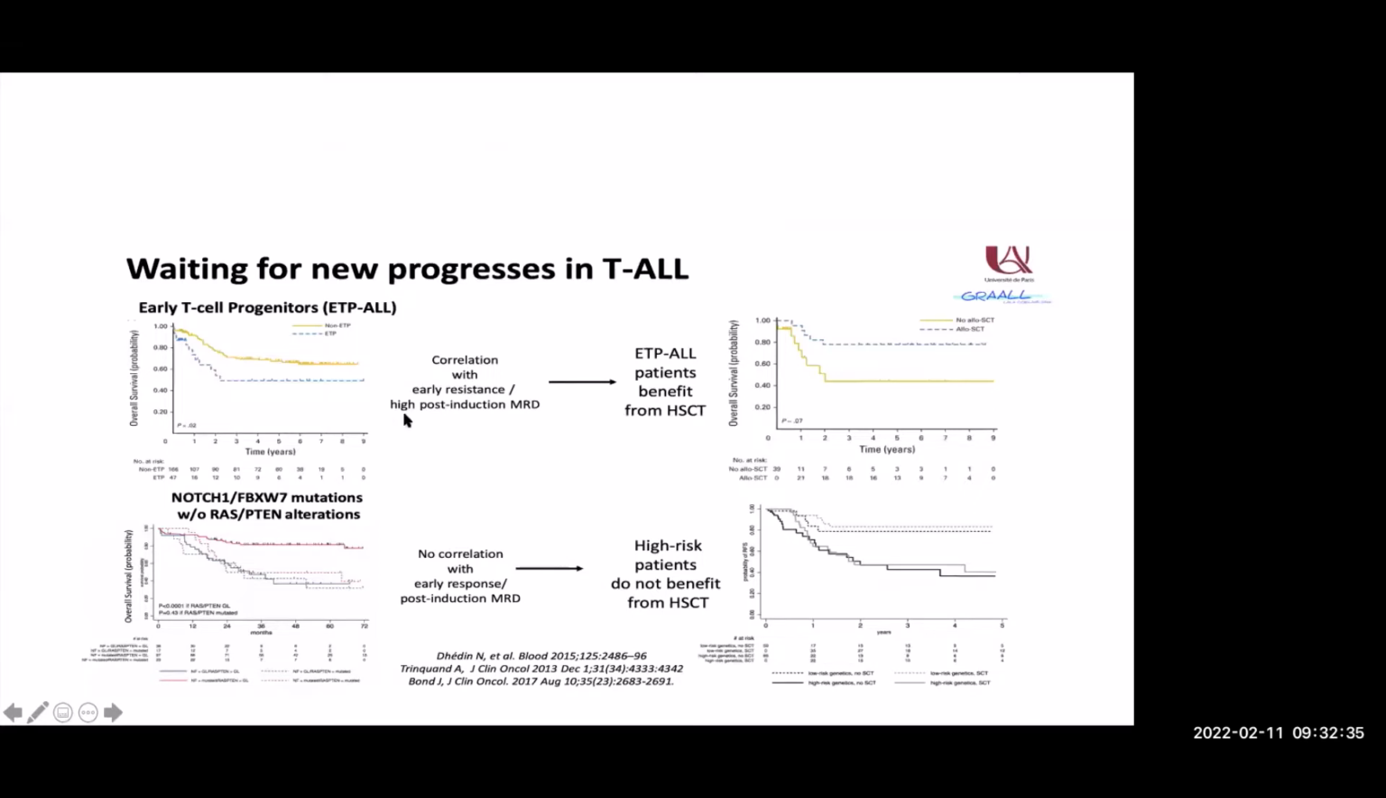progressed in T-ALL? One is, in adults with T-ALL, the addition of allogeneic stem cell transplant has better outcomes in ETP-ALL compared with continuing conventional chemotherapy. And for the patients who had NOTCH1 FBXW7 mutations, patients who had RAS and PTEN alterations have inferior outcomes, and these patients, even if they undergo allogeneic stem cell transplant, have inferior outcomes.